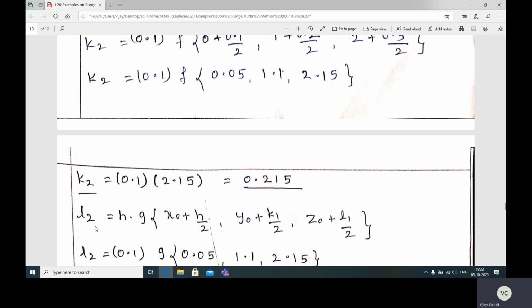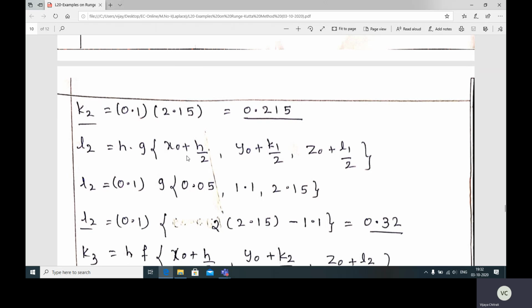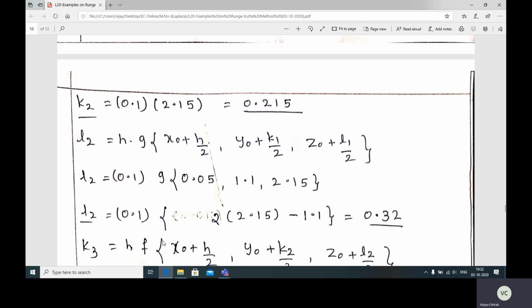So this is K2. L2 is equal to h into g of x naught plus h by 2, y naught plus k1 by 2, z naught plus L1 by 2. So x naught is 0, h is 0.1. So calculate x naught plus h by 2 is 0.05, y naught plus k1 by 2 is 1.1, z naught plus L1 by 2 is 2.15. But g of x, y, z is 2z minus y. Z is 2.15. Multiply this with 2. Y is 1.1. So multiply this with 0.1. We'll get this as 0.32. So this is L2.